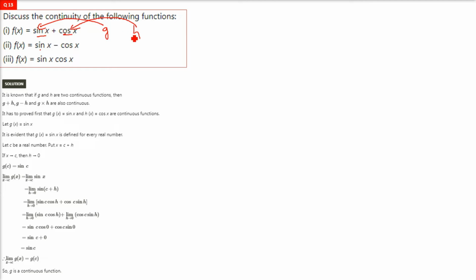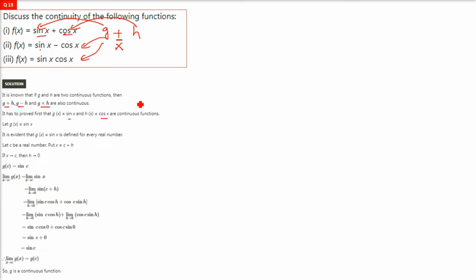So what we are doing is adding two functions, that is sin x plus cos x, which is g plus h. Then we have g minus h, so sin x minus cos x, and then sin x multiplied by cos x, that is g into h. So sin x and cos x by themselves are continuous, but we are doing these operations, g plus h, g minus h and g into h, on these two.